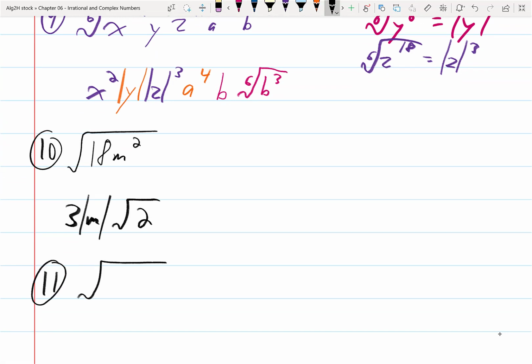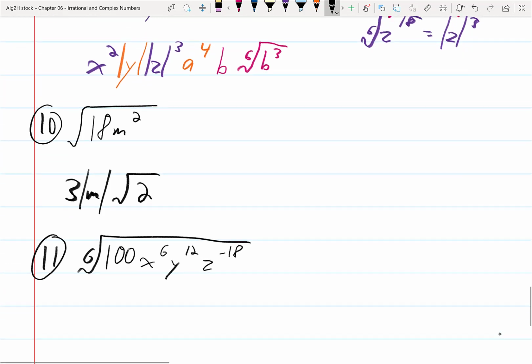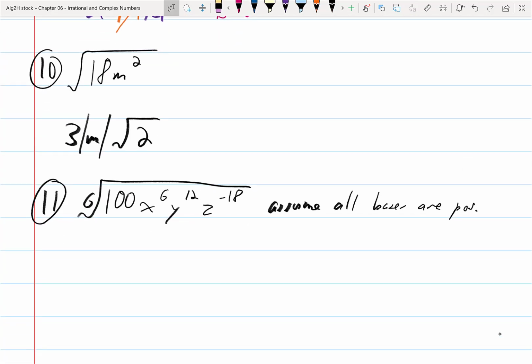Number 11. This is going to be another chance for you to practice this. The 6th root of 100 x to the 6th, y to the 12th, z to the negative 18th. And I'm going to put a different direction here. We're going to assume all bases are positive. Now, if you see that assumption, you do not need to put absolute values at all, because if all bases are positive, then we really aren't going to run into that issue.